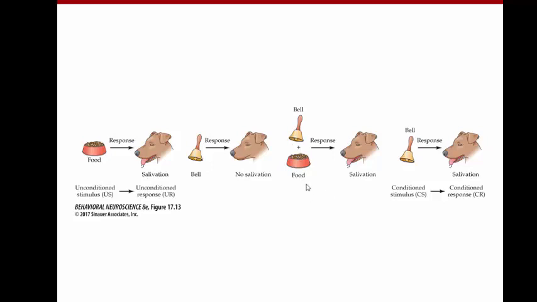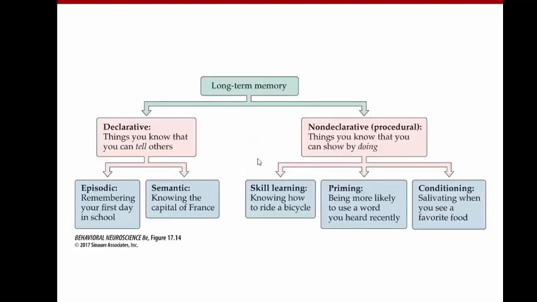Over time, the dog will learn that association, and that bell will become a conditioned stimulus capable of producing a conditioned response. So now the dog will drool just because he heard a bell ring, because he learned the association between the bell and the food. If you have questions, let me know. That's just the classical example of classical conditioning with Pavlov.